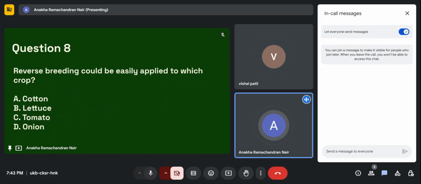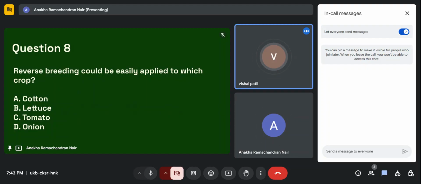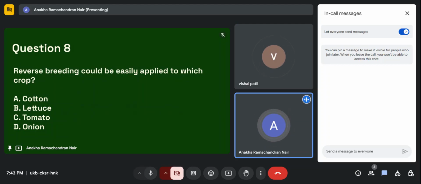So let's move on to question number 8. Question number 8 is: reverse breeding could be easily applied to which crop? Cotton, lettuce, tomato, and onion. Madam, I don't have any. Yeah. So this is slightly a memory based question because sir had mentioned which it cannot be applied to. So the correct answer is onion.